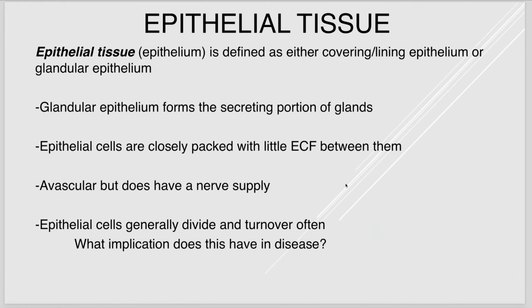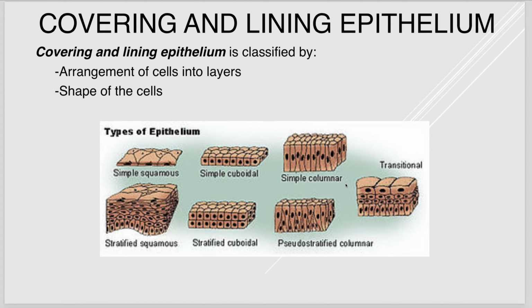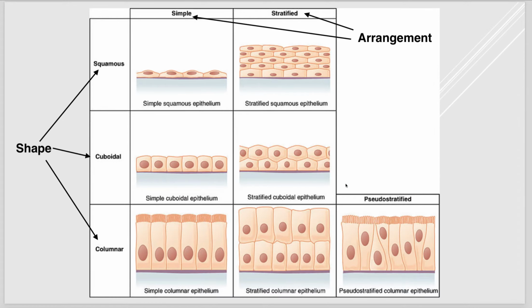So let's talk about covering and lining epithelium and how we classify it. We classify it by the shape of the cells and the arrangement of those cells in relation to each other. So I'm just going to go right to this slide because it's the best one. If we talk about the shape of the cells, we have three main shapes. We have squamous, which are really flat cells. We have cuboidal, which are cube-shaped cells. And we have columnar, which are column-shaped cells.